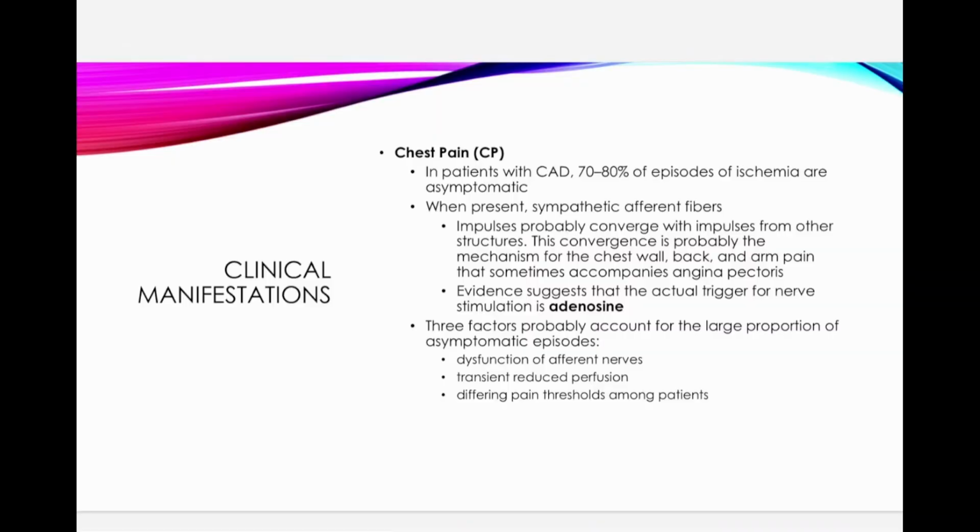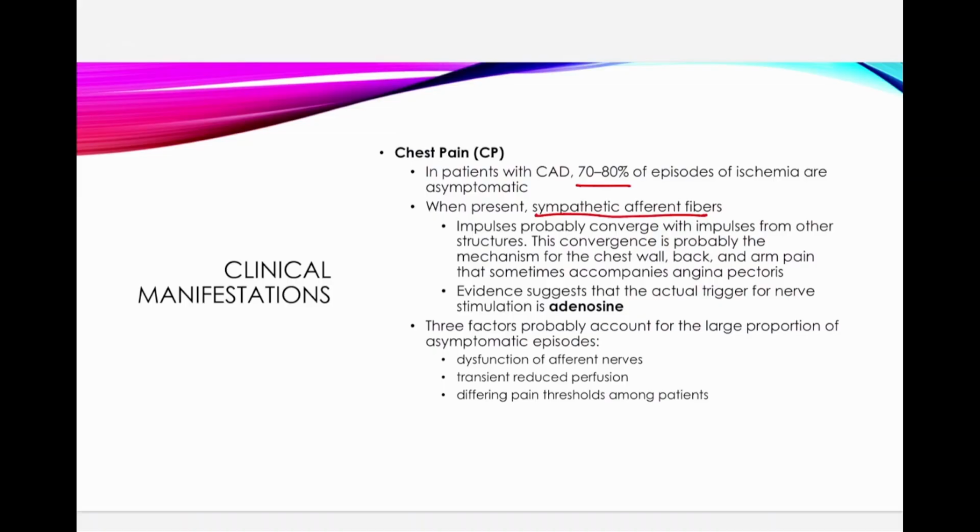So, clinical manifestations, chest pain. Why are they getting chest pain? 70 to 80% of ischemia are still asymptomatic. So chest pain does not mean it's going to be a heart attack. When they do have chest pain, it's your sympathetic afferent fibers. Remember, sympathetic is always the pain stuff with regards to impulse and how you sense it.